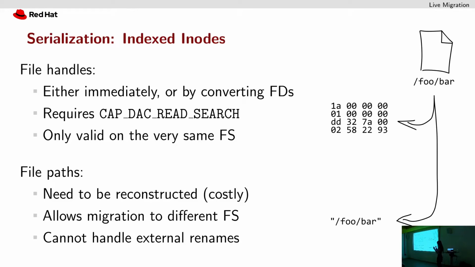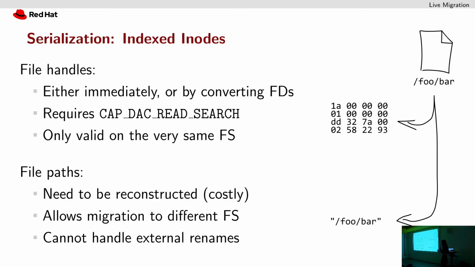The problem is, first of all, again, it requires root privileges on the destination to use the file handles. And second, file handles are only valid on the very same file system that you generated them on, for the very same directory that you generated them on. So you can only migrate virtio-fs if you are using the exact same directory between source and destination. So for example, with shared storage such as NFS.